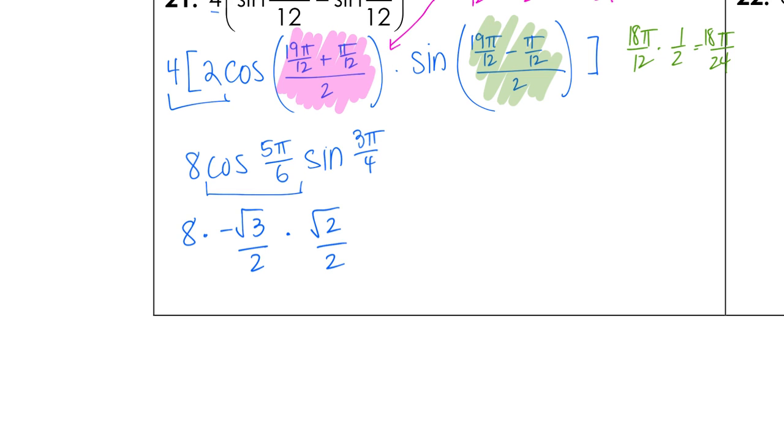Remember that 8, all whole numbers, are over invisible 1. So when you're multiplying this, you just got to multiply all of the numerators. That gives me negative 8 square root 6. And then multiply all the denominators, which is 4. And as you can see, there's something to simplify here. 8 divided by 4 is 2. So this will become negative 2 square root 6.